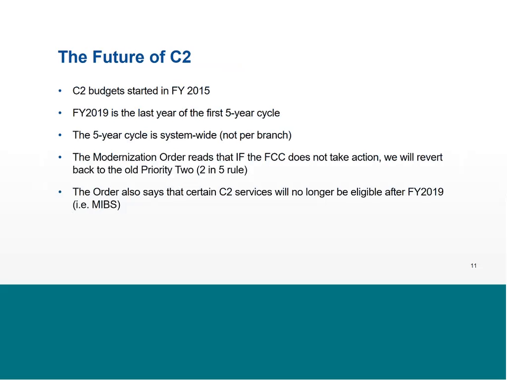A couple of things to note here. The 5-year cycle is system-wide. It's not per branch. So each of your library branches aren't going to be on a different 5-year cycle. What I mean by this is that if any of your library branches received Category 2 funding in funding year 2015, then your 5-year cycle started in 2015.